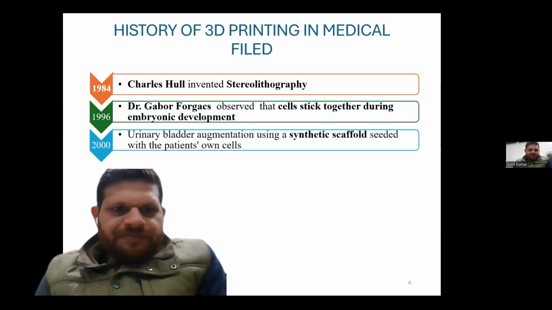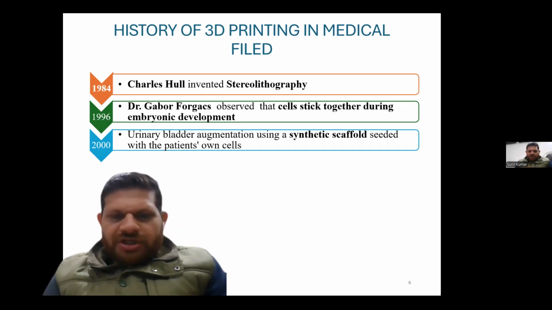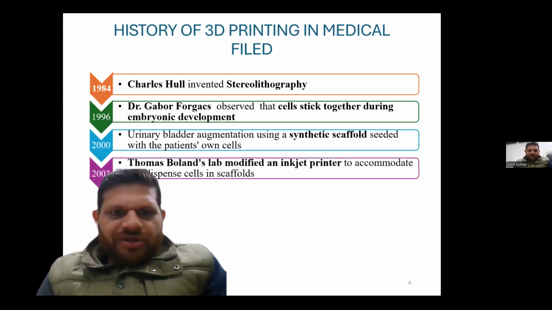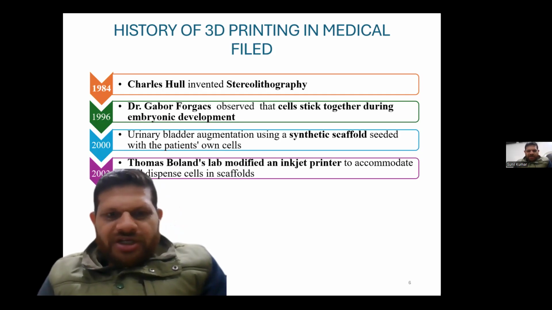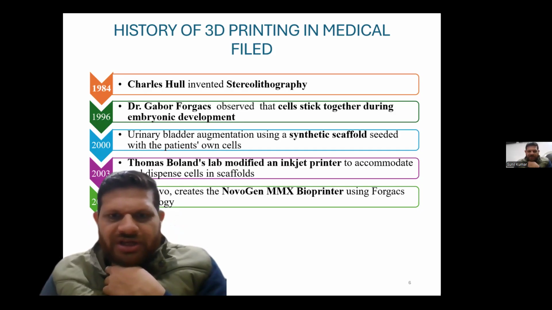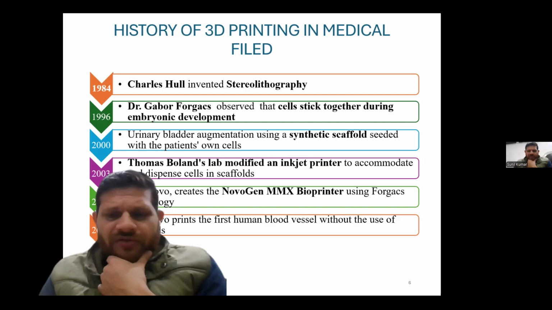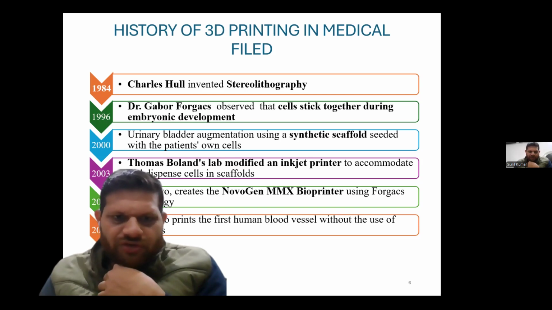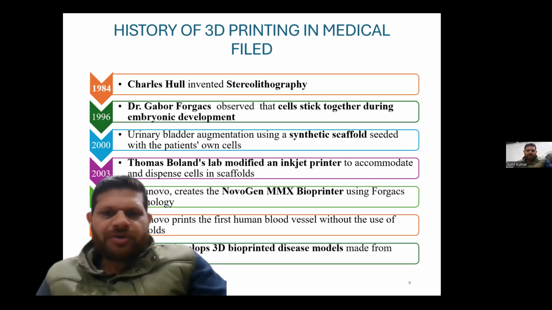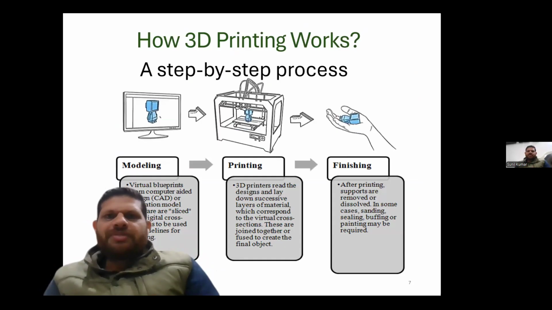in 1996. In 2000, further the urinary bladder was augmented using a synthetic scaffold seeded with the patient's own cells. And then Thomas Boland's lab modified an inkjet printer to accommodate and produce dense cells in scaffolds in 2003. In 2009, another company, Organovo, created the NovaGen MMX bioprinter. In 2010, the first human blood vessel was produced without use of scaffolds, and 3D bioprinted disease models were made from human cells. So, how do 3D printers basically work?